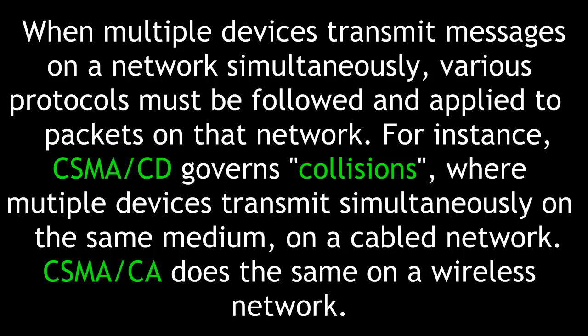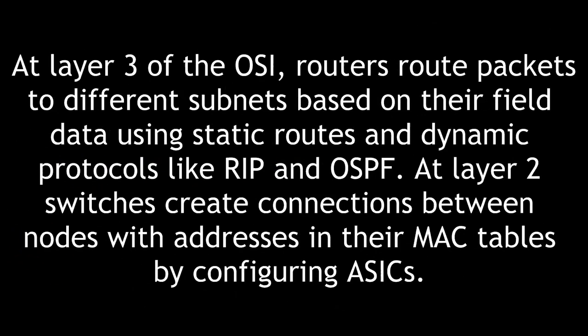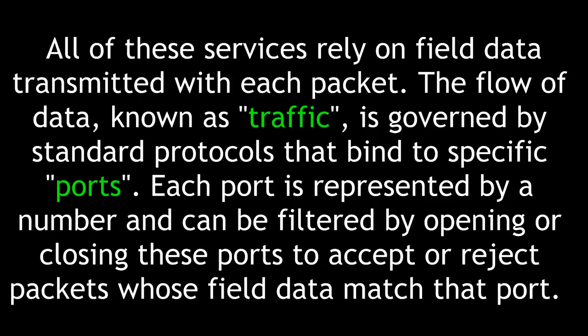When multiple devices transmit messages on a network simultaneously, various protocols must be followed and applied to packets on that network. For instance, carrier sense multiple access with collision detection governs collisions, where multiple devices transmit simultaneously on the same medium, on a cabled network. CSMA/CA, or carrier sense multiple access with collision avoidance, does the same on a wireless network. At layer 3 of the Open Systems Interconnect model, routers route packets to different subnets based on their field data using either static routes or dynamic routing protocols, such as Routing Information Protocol and Open Shortest Path First. At layer 2, switches create connections between nodes and addresses and their MAC tables by configuring their application-specific integrated circuits. In this way, they can create full duplex connections between multiple MAC addresses plugged into any given switch. All of these services rely on field data transmitted with each packet.